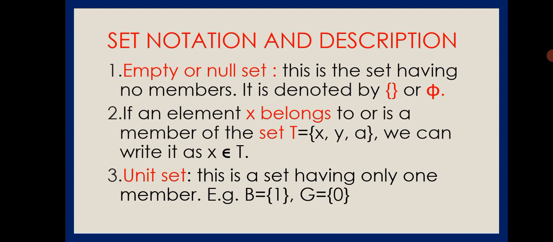What is an empty or a null set? This is a set having no members. It is denoted by empty curly brackets or a O with a slash, meaning an element x belongs to or is a member of the set T. We can write it as x belongs to T.